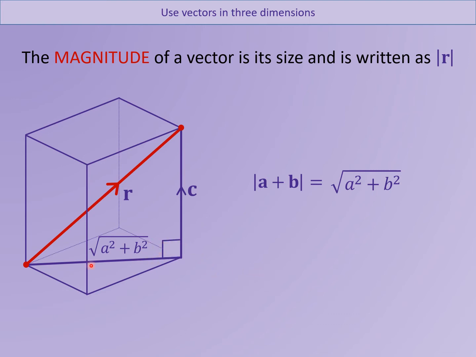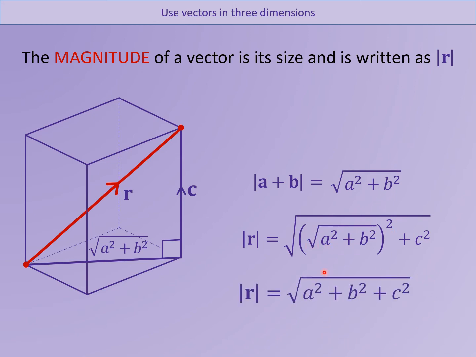I also know that it's going to be a right angle, just because the C value comes straight up. It's perpendicular to it. So I could use Pythagoras' theorem again, and I could do this. There's one side squared, that's the square root of A squared plus B squared, plus C squared, all square rooted. Now with a little bit of neatening up, the square root there and that square are going to cancel out. So what I end up with is that the magnitude of R equals the square root of A squared plus B squared plus C squared.